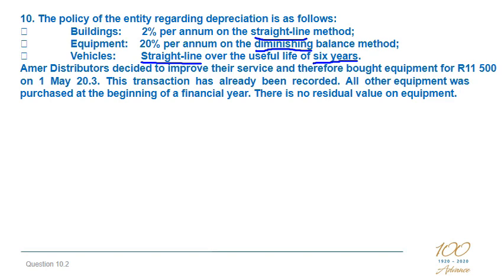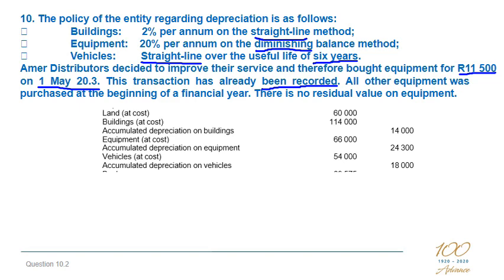Now they tell us in the paragraph below, AIMA distributors decided to improve their services and therefore bought equipment for 11,500 on the 1st of May 20.3. This transaction has already been recorded. So we need to know the equipment amount that they provided to us in the pre-adjustment trial balance.